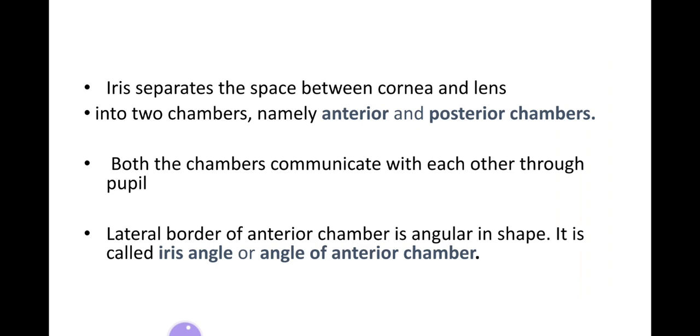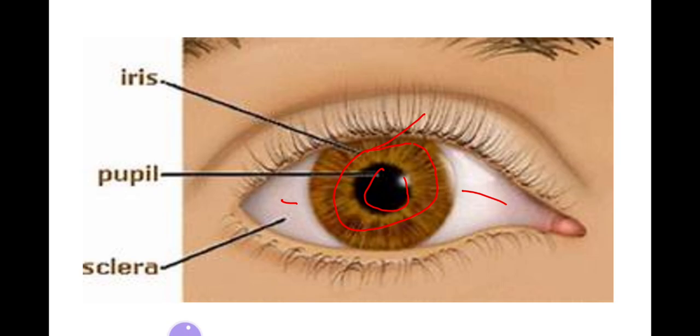Lateral border of the anterior chamber is angular in shape. It is called the iris angle or angle of the anterior chamber. This angle is very important when we study the pathology of the eye, for example in glaucoma, a pathological disease of the eye where this angle is narrowed.